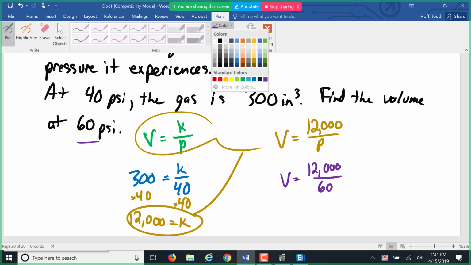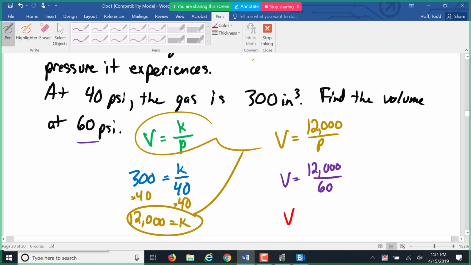Well, 12,000 divided by 60 gives that volume is 200 cubic inches, inches cubed. Any questions there?